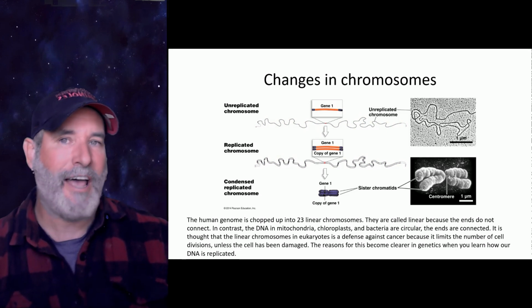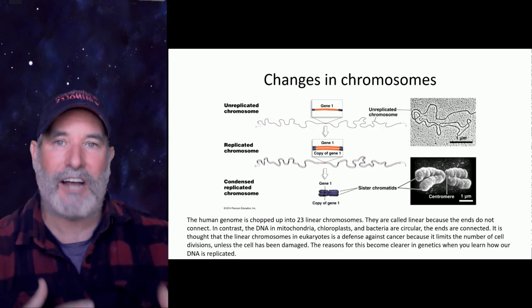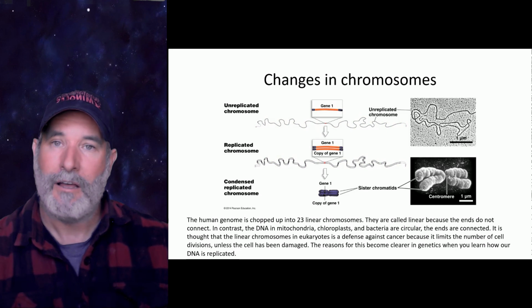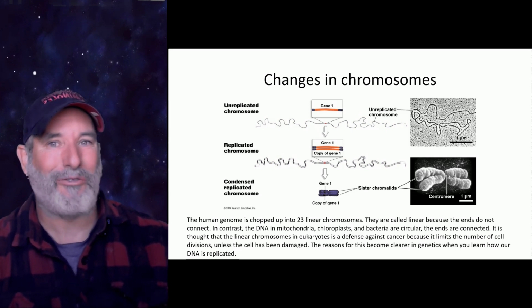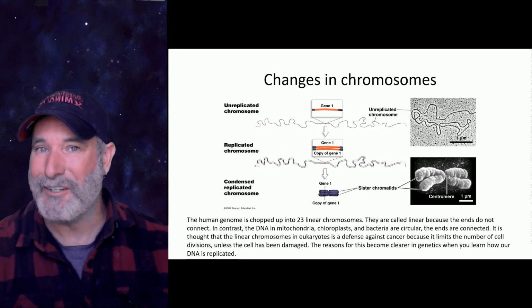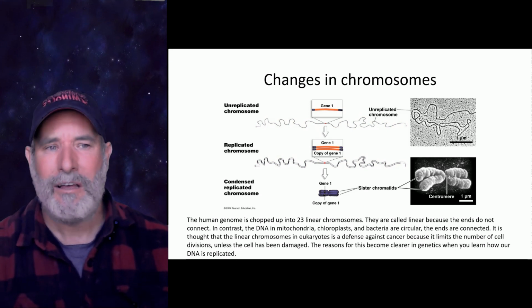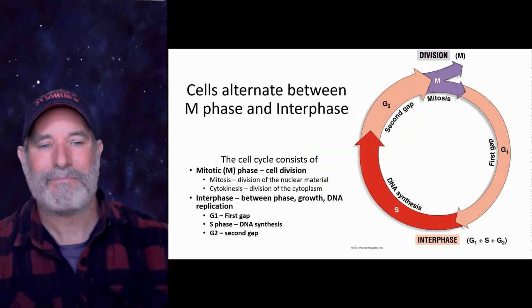And when you get to genetics, you're going to find out that that's actually quite an important point, that we have linear DNA, because it limits the number of replications that our cells can do unless something goes wrong. It's a defense against cancer.